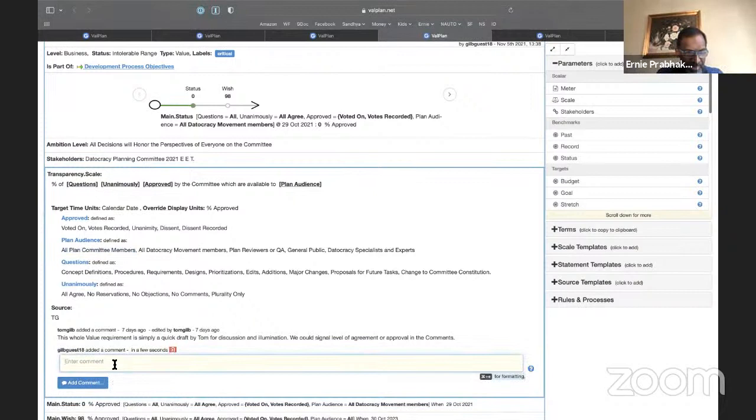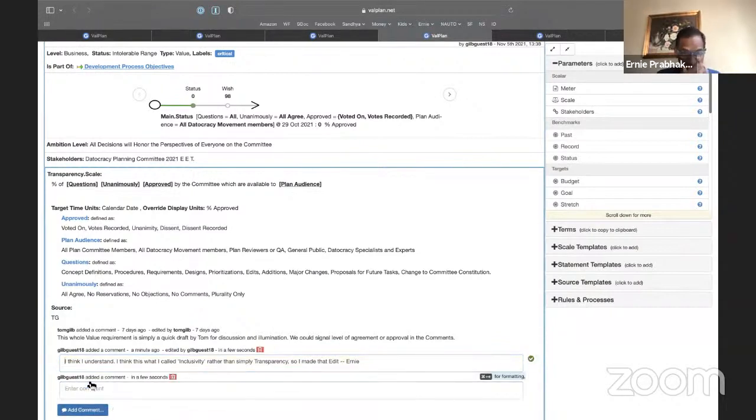Okay, I forgot how to change my name on my profile, but I think I understand, and I think this reflects my value of inclusivity. This reflects what I called inclusivity rather than transparency. Label it, because I'm not comfortable that you can tell which one is which, although Ernie is only slightly less ambiguous than glibtest 18.